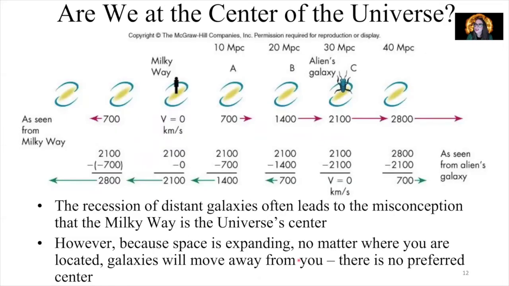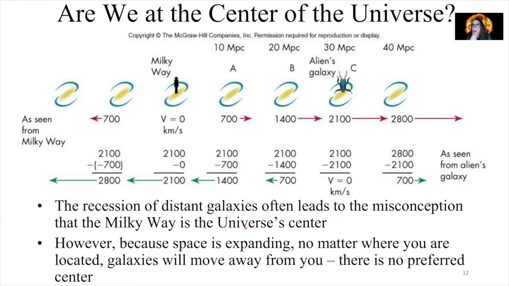So another question that astronomers in the past have pondered is, are we at the center of the universe, or what's at the center of the universe? The recession of distant galaxies often leads to the misconception that the Milky Way is at the center of the universe, because in any direction that we look, we see that the galaxies are moving away.